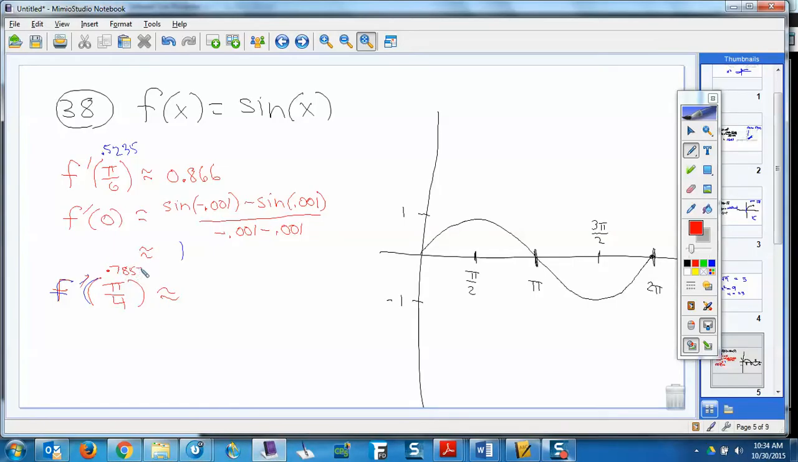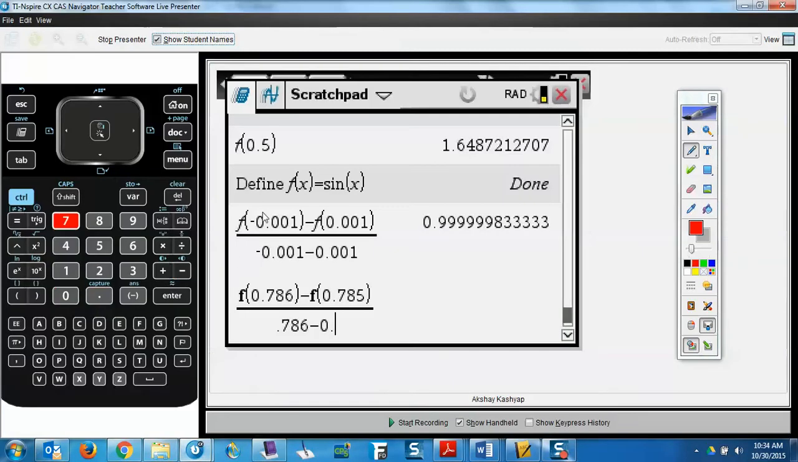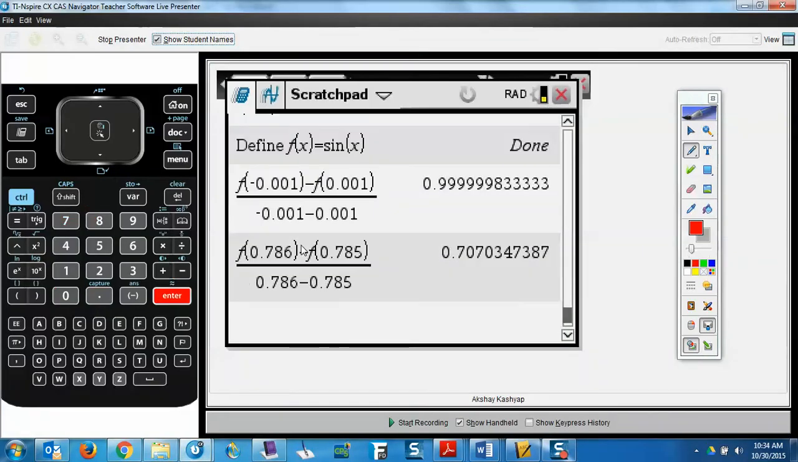0.785, what? 3. So let's do f of 0.786 minus f of 0.785, so that'd be on both sides of that, and then 0.786 minus 0.785. Let's do that. 0.707.